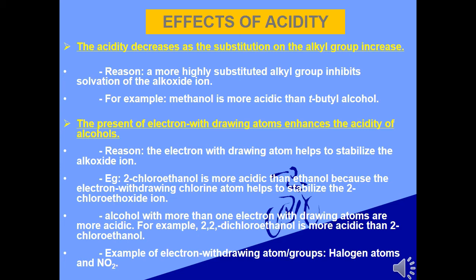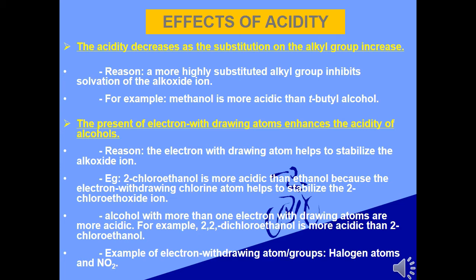Second, the presence of an electron withdrawing atom enhances the acidity of alcohol because the electron withdrawing atom helps to stabilize the alkoxide ion. An example is 2-chloroethanol, which is more acidic than ethanol because the electron withdrawing chlorine atom helps to stabilize the 2-chloroethoxide ion.